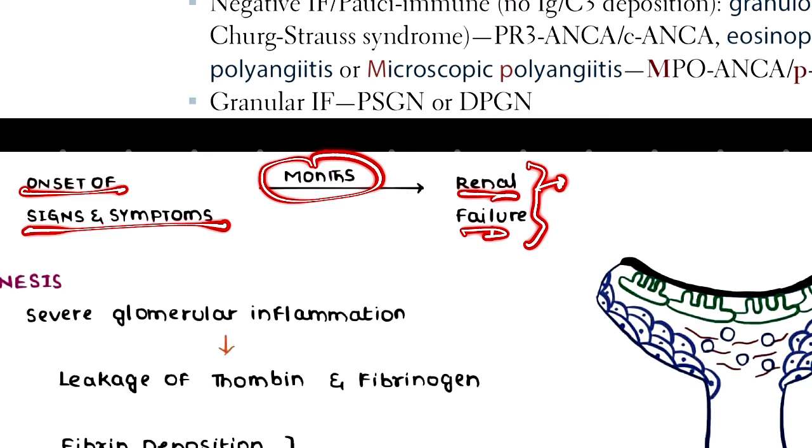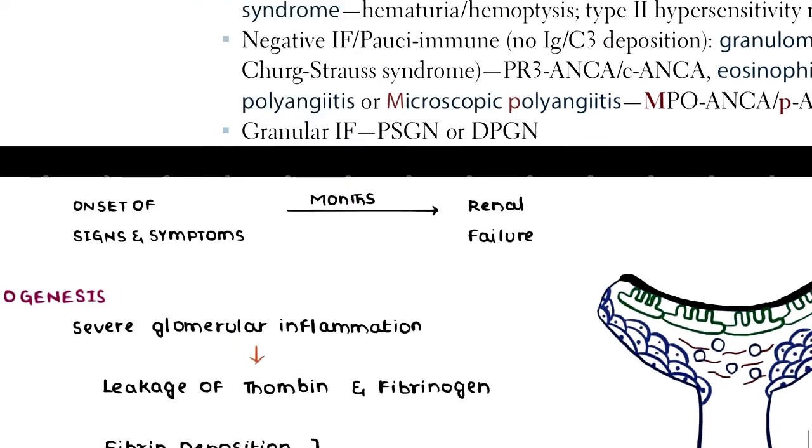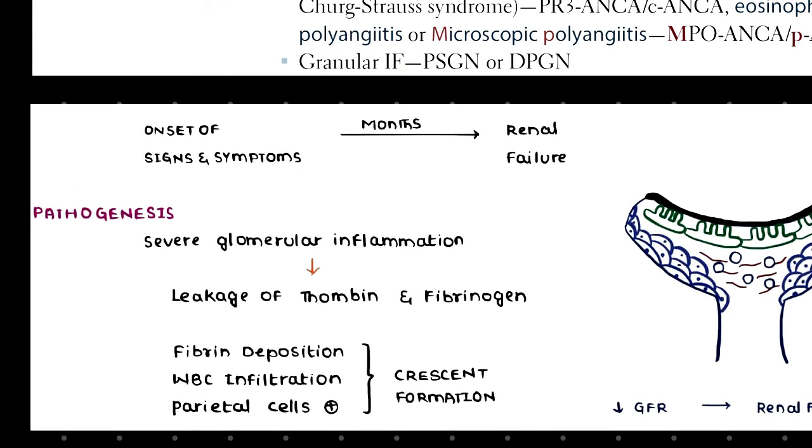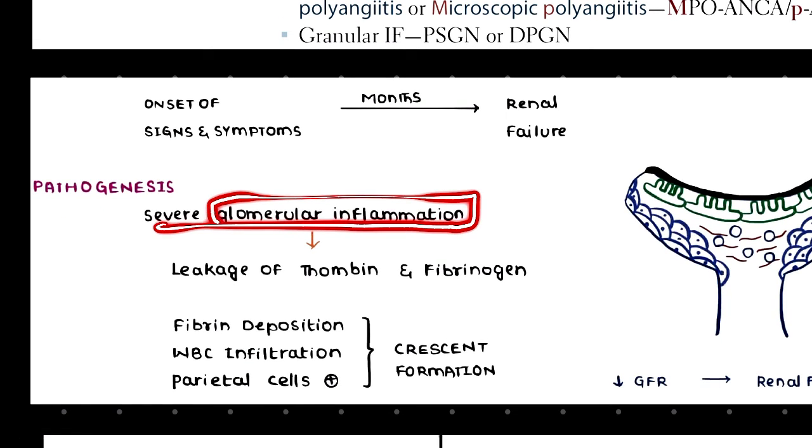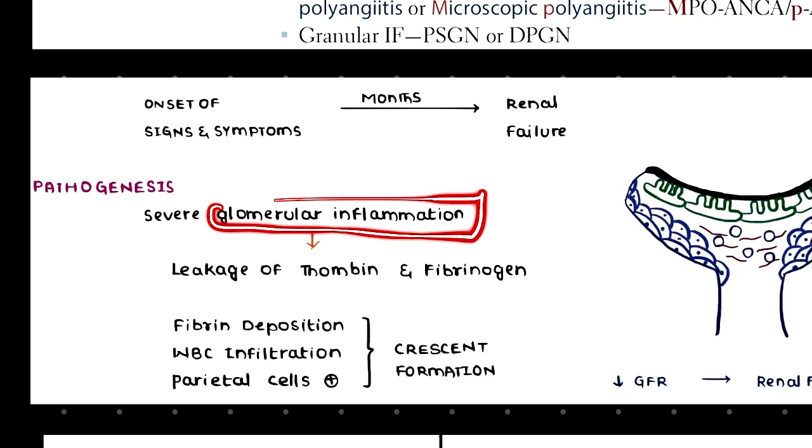Now, talking about its pathogenesis, the thing that we need to know is, we talked about severe glomerular inflammation. This will cause the leakage of inflammatory cells, I said. Now, in those inflammatory cells, there is also thrombin.